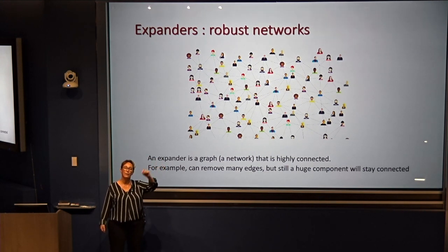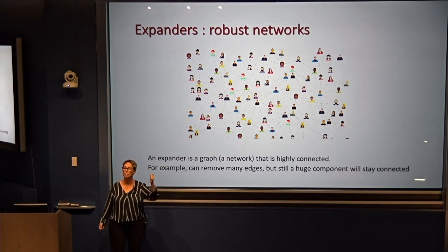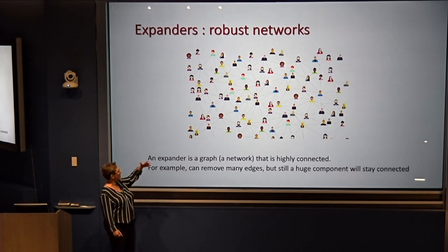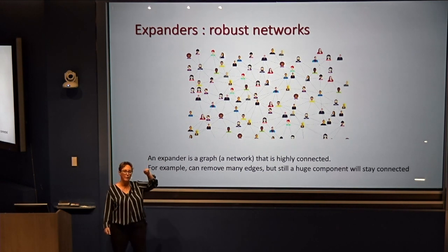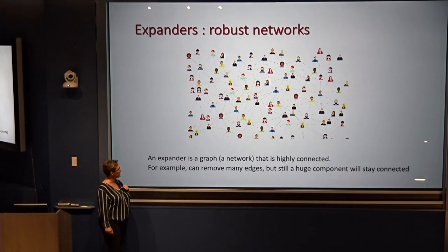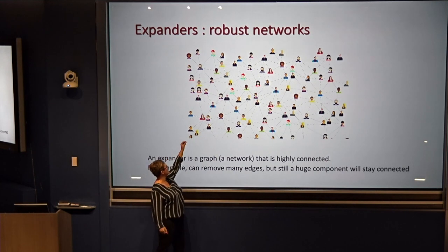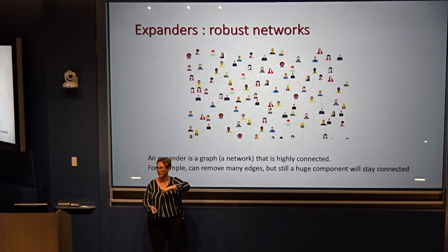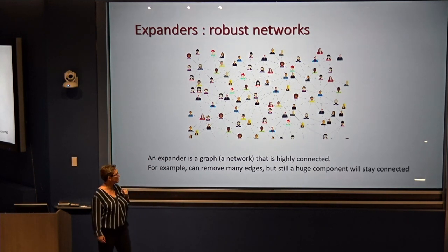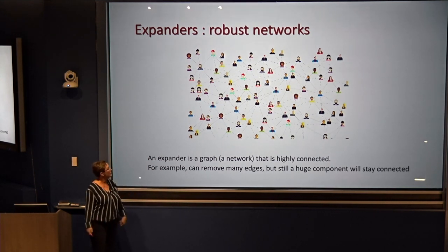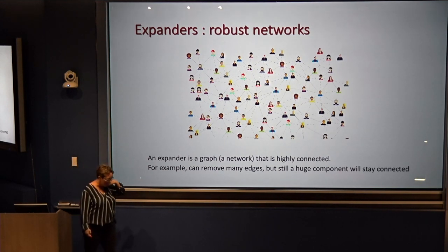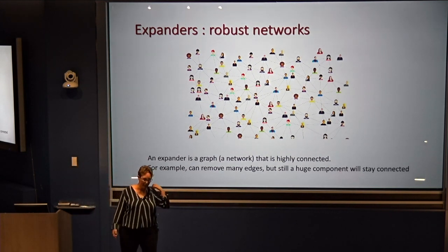You imagine that these edges were removed because some link fell, some bridge was broken, or something like that. Still, the graph will be very well connected. There will be many other paths to bypass these fallen edges. Of course, some specific nodes can be completely disconnected. That can happen, but there's still going to be a huge component that remains very well connected. So that's the most immediate way we think about expander graphs.